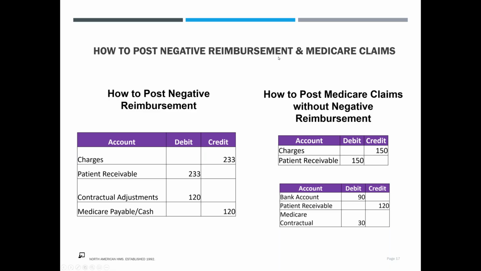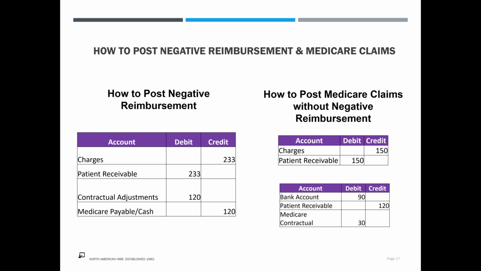And so we get a lot of questions about posting negative reimbursement. Here's your charge. I came in on January the 1st. You charged me $233. I owe you $233. And when you submit that claim to Medicare, they don't send you any money. They actually take money away from you. So that's going to be a $120 contractual adjustment.